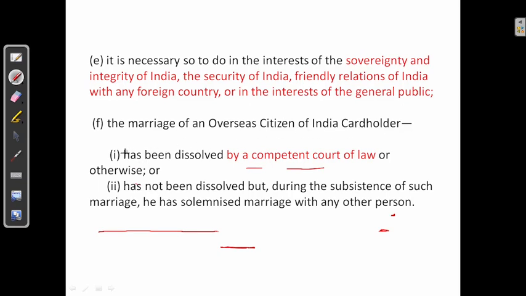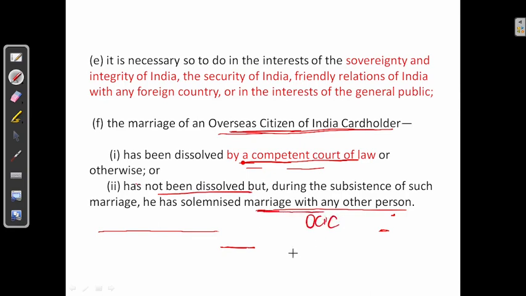OCIC cardholder, it has been dissolved by a competent court of law or otherwise. If a person is divorced, then also his OCIC will be cancelled. Next, if the marriage has not been dissolved, but during the subsistence of such marriage he has solemnized marriage with any other person. If he is not divorced but married any other person, then also his OCIC will be cancelled. Okay.